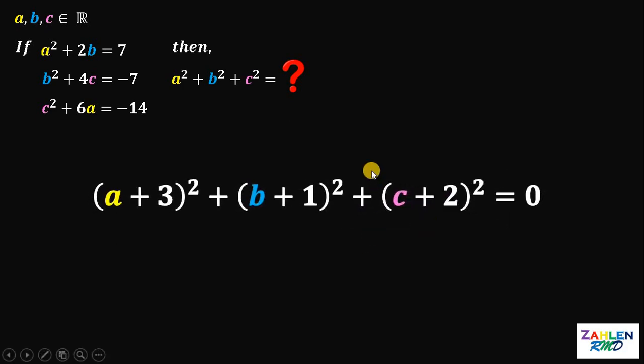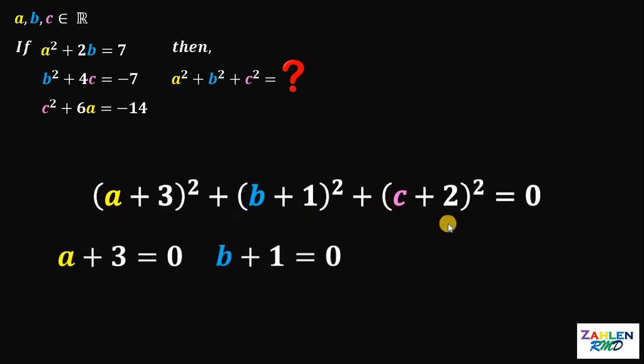Now at this point, take note that a, b, and c are all real numbers. And a square number will give us a non-negative result. Now, on the right hand side, we know this is just 0. And the only way the left hand side equals 0 is when a plus 3 equals 0, b plus 1 equals 0, and c plus 2 equals 0.